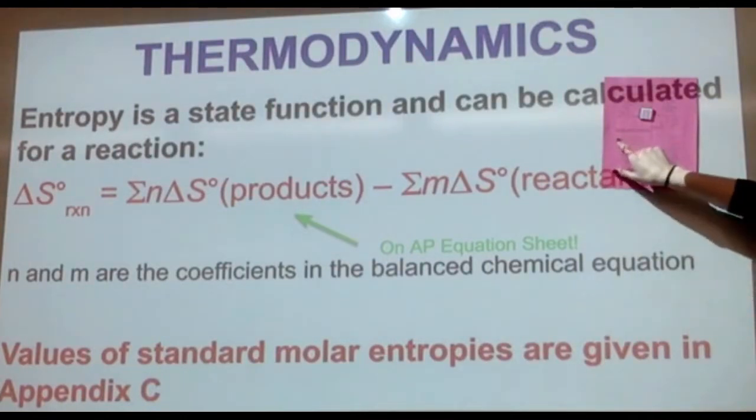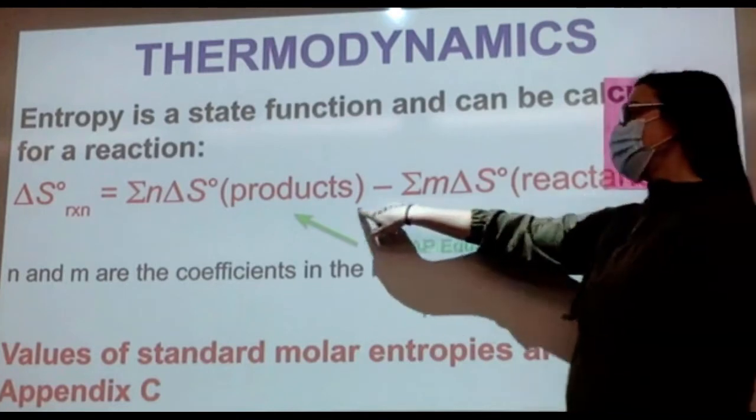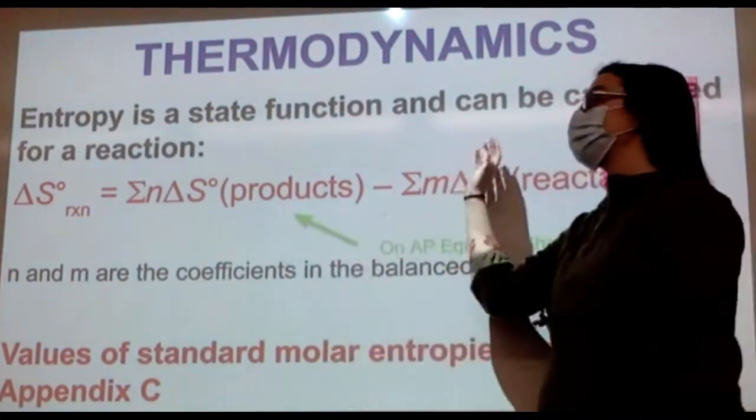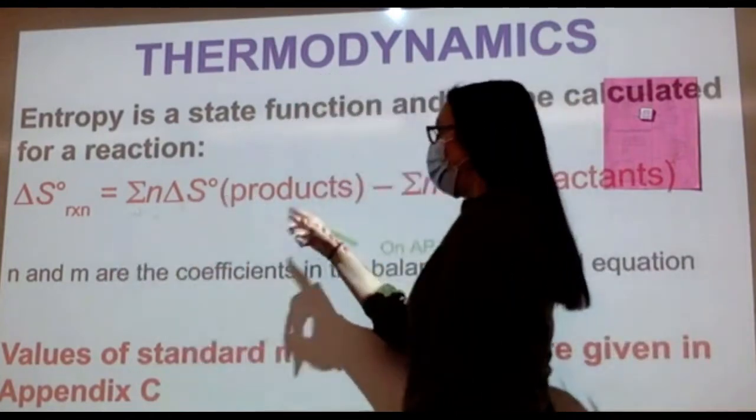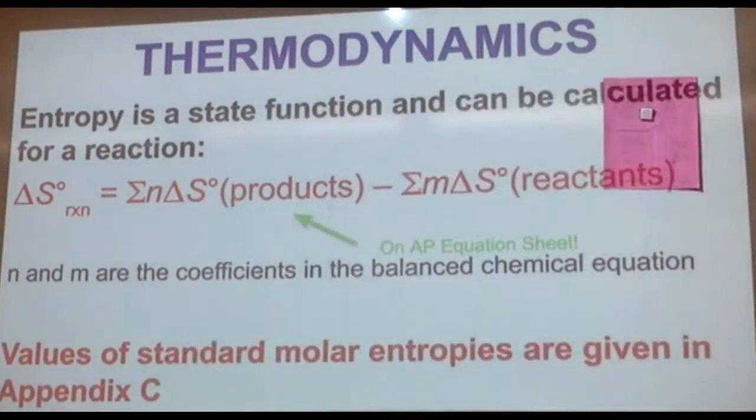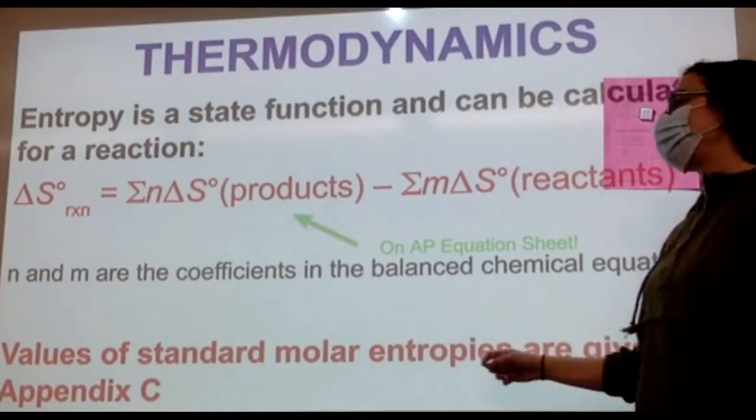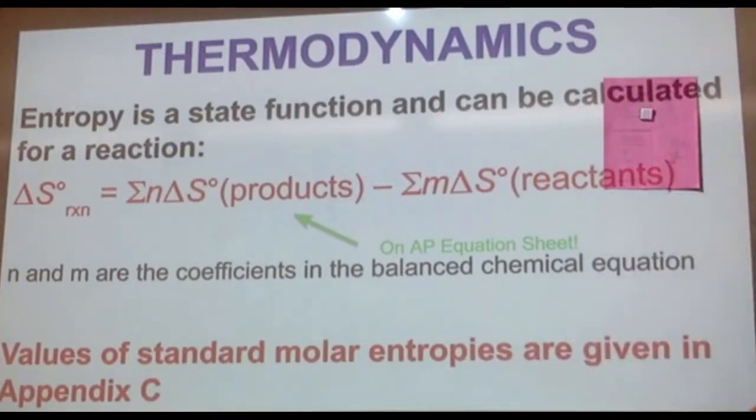Well, now we're going to also use this equation that looks very similar, except instead of delta H, it's delta S. And so if we know the molar entropies of the products and the molar entropies of reactants, we can actually solve for the overall entropy of reaction. This is where Appendix C is useful.